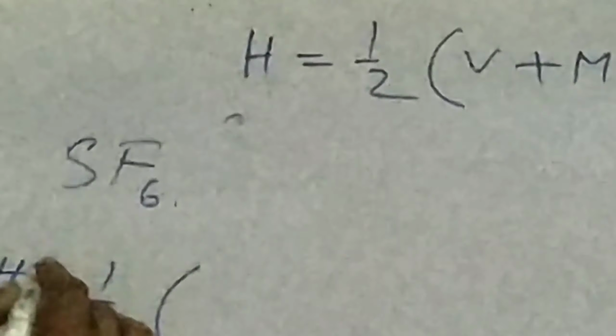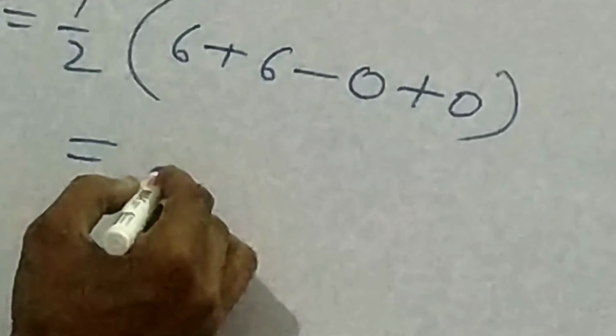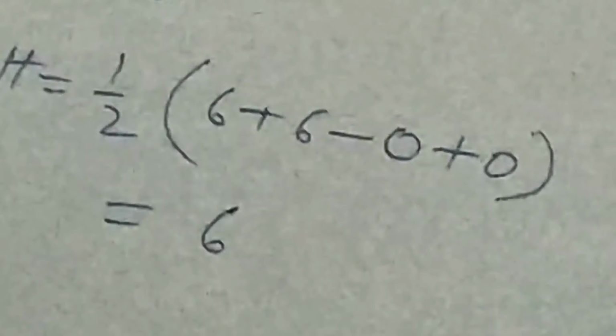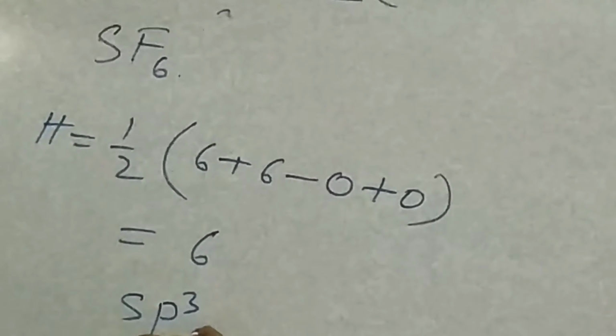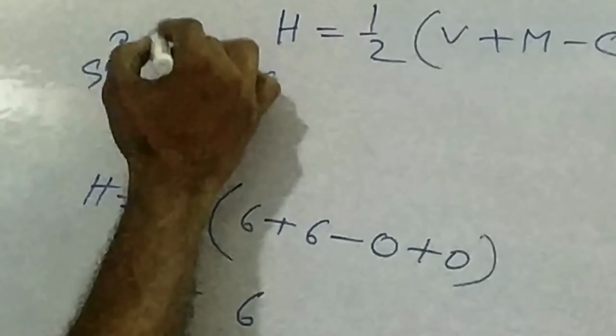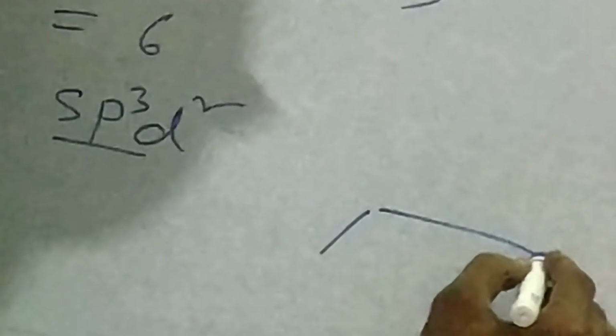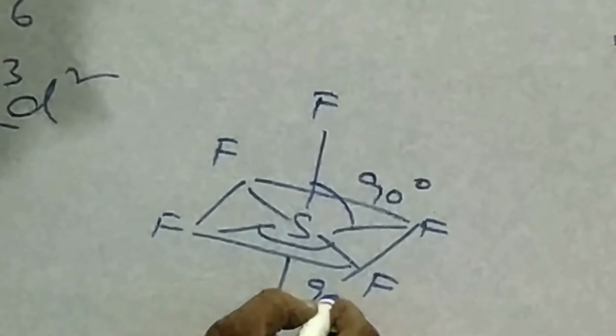SF6, sulfur hexafluoride. Here H equals half into sulfur possesses 6 electrons in its valence shell, so 6, plus there are 6 monovalent atoms attached to the sulfur atom, 6. There is no positive or negative charge. So the number of hybrid orbitals around sulfur is 6. So 6 atomic orbitals intermix, out of which one is an s orbital, 3 are p orbitals, and the other 2 are d orbitals. So here the sulfur atom is sp3d2 hybridized and the structure will be octahedral. Octahedral, you see. All the axial-equatorial bond angles are 90 degrees and the equatorial bond angles are also 90 degrees. Okay?